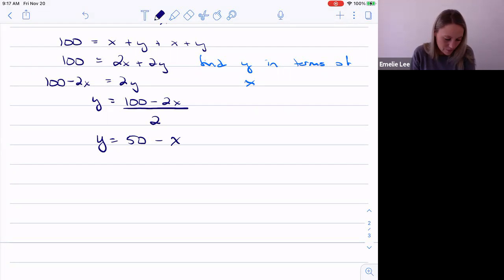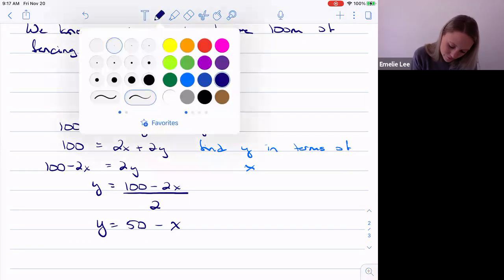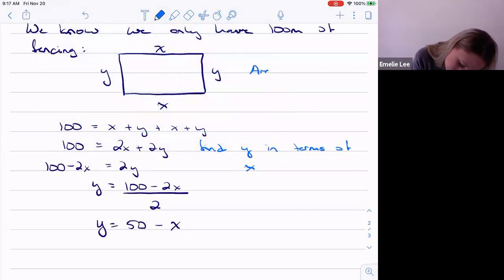Okay. So the area here, right? How do we find the area? We assume that you know how to find the area. It's going to be x times y, right? That gives us our area here. Area is x times y.